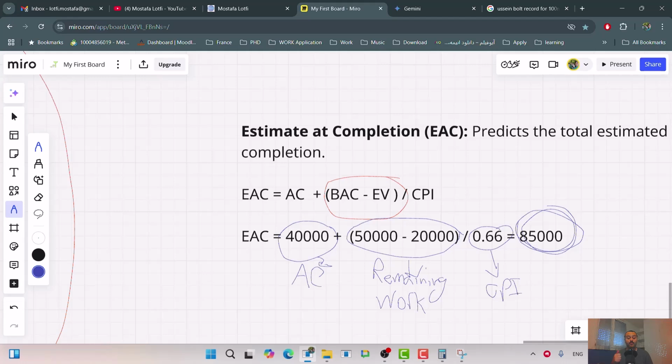So why is this calculation very important in project management and earned value? Because after 30 days it is giving the alarm to project managers, stakeholders and project owners that be careful, if you continue like this you will end up spending 85,000. The original plan was 50,000. You will be 35,000. You will spend 35,000 more if you continue like that.